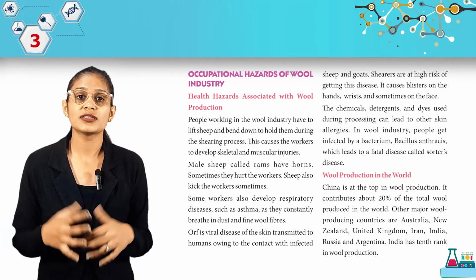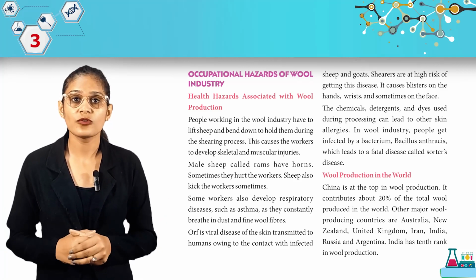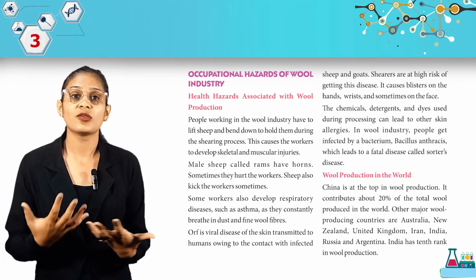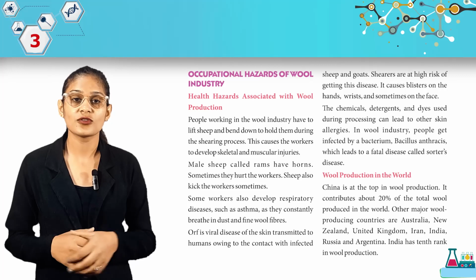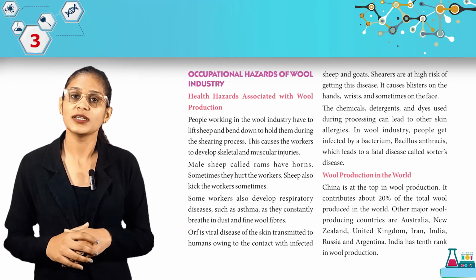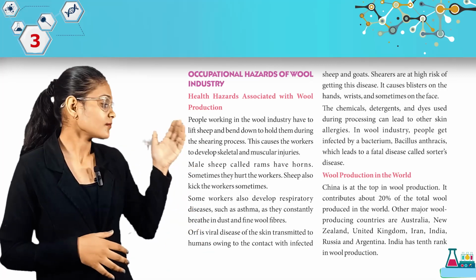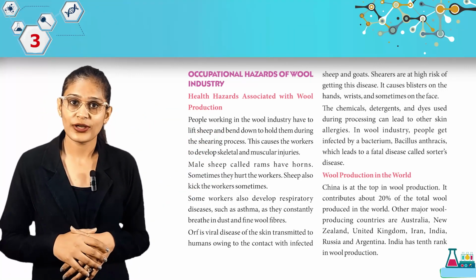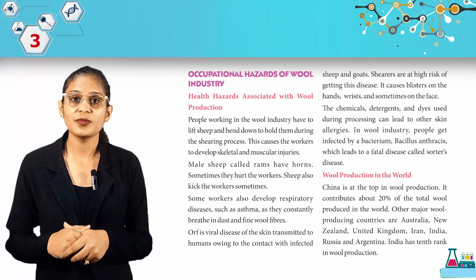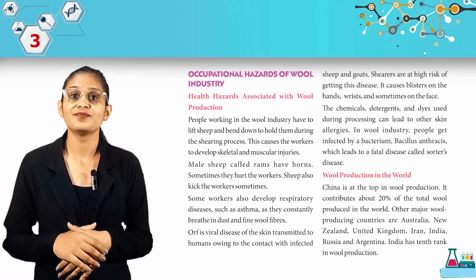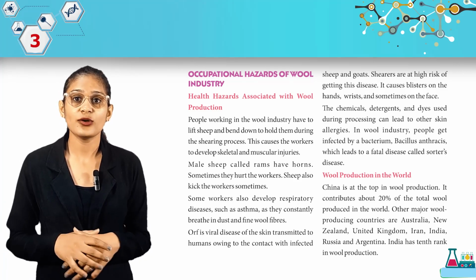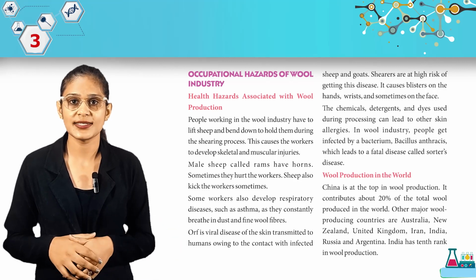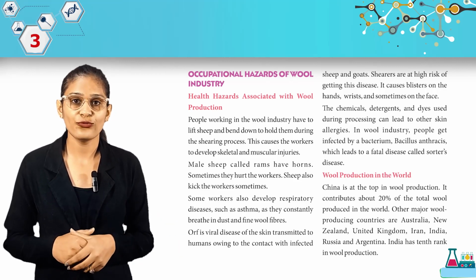So students, the people who work in this industry face a lot of problems, like they can get muscle and skeletal injuries, they get respiratory problems, and skin allergies. So these are the hazards of this industry. Now we have wool production in the world. China is at the top in wool production. It contributes about 20% of the total wool produced in the world. Other major wool producing countries are Australia, New Zealand, United Kingdom, Iran, India, Russia and Argentina. India has 10th rank in wool production.